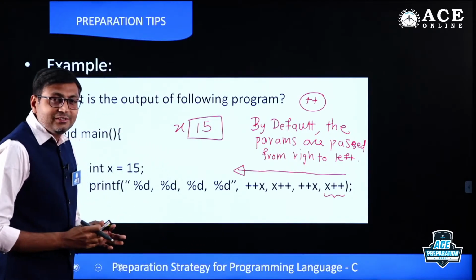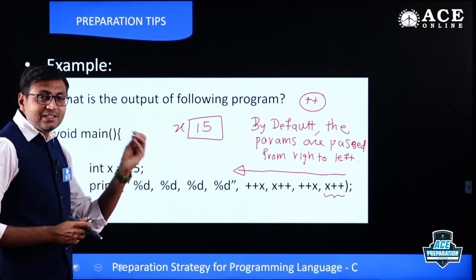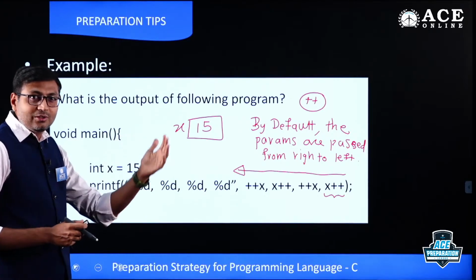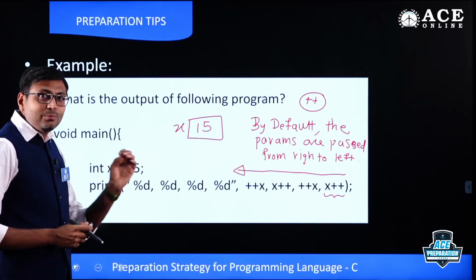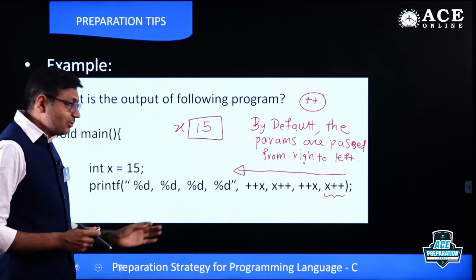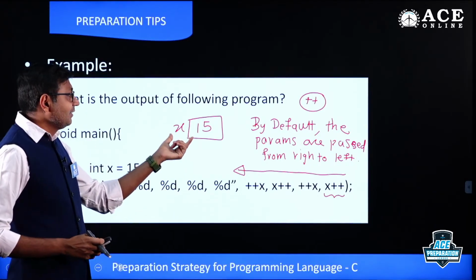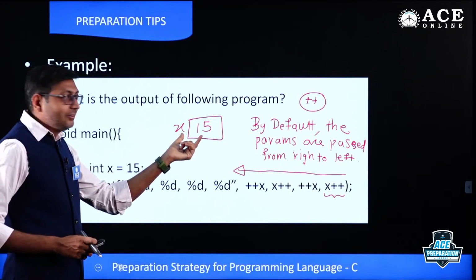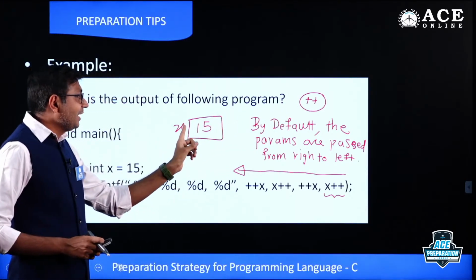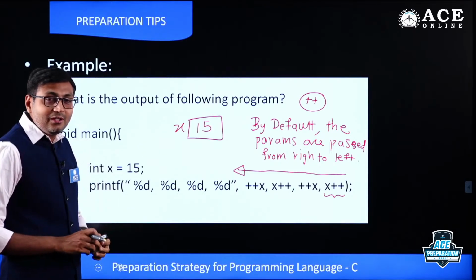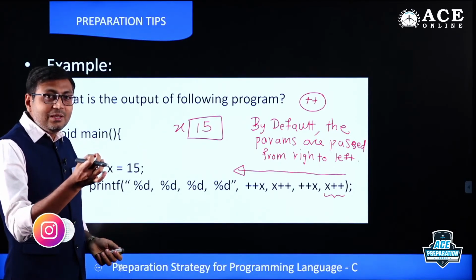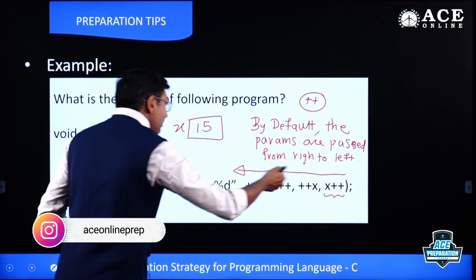Many students I have seen, almost whenever I ask the question in the classroom or while teaching, almost 99% students give the wrong answer because they have the half knowledge that increment, we know that increment just makes it 15 to 16 or so, but one thing they miss is parameter passing from right to left.